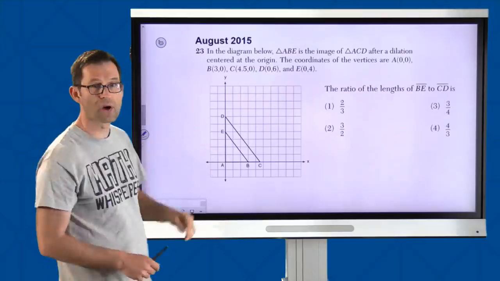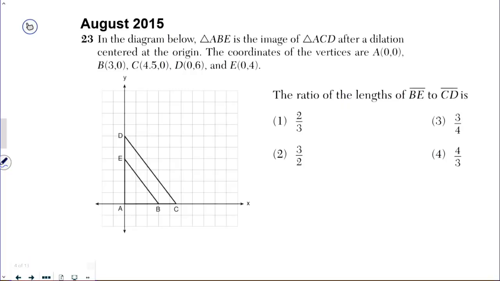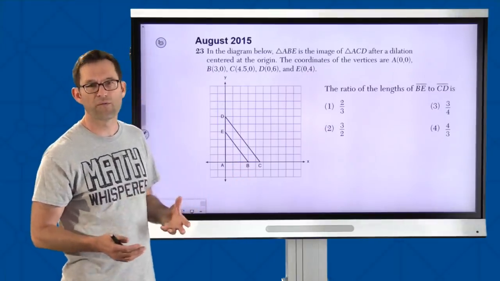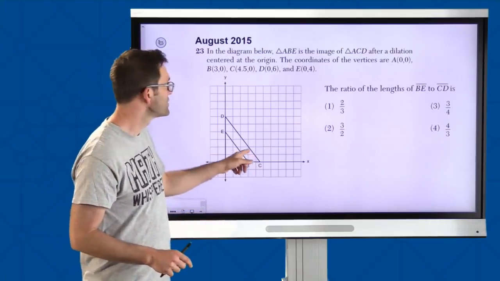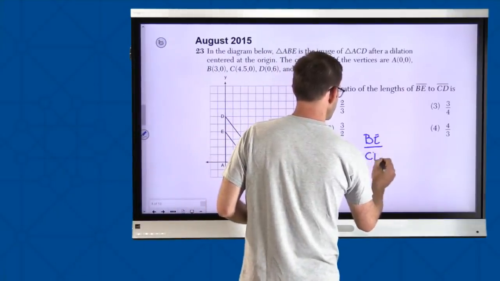And here those nestled triangles are again. August 2015, number 23. In the diagram below, triangle ABE is the image of triangle ACD after a dilation centered at the origin. The coordinates of the vertices are given there; I won't read through them all. The ratio of the lengths of BE to CD is which of the following? All right, so great. This seems on the surface a very straightforward problem. They just want to know the ratio of the length of BE to CD. So I'm looking for BE divided by CD.